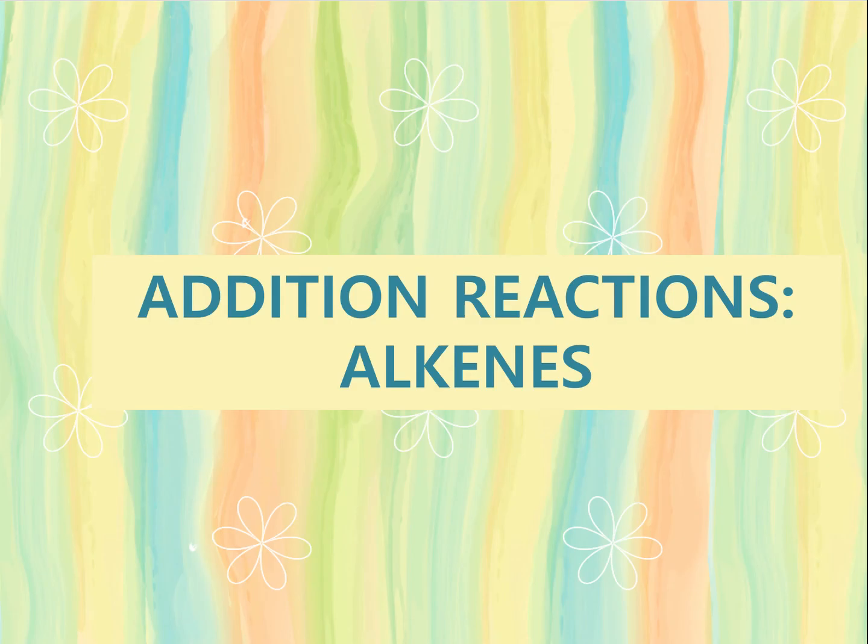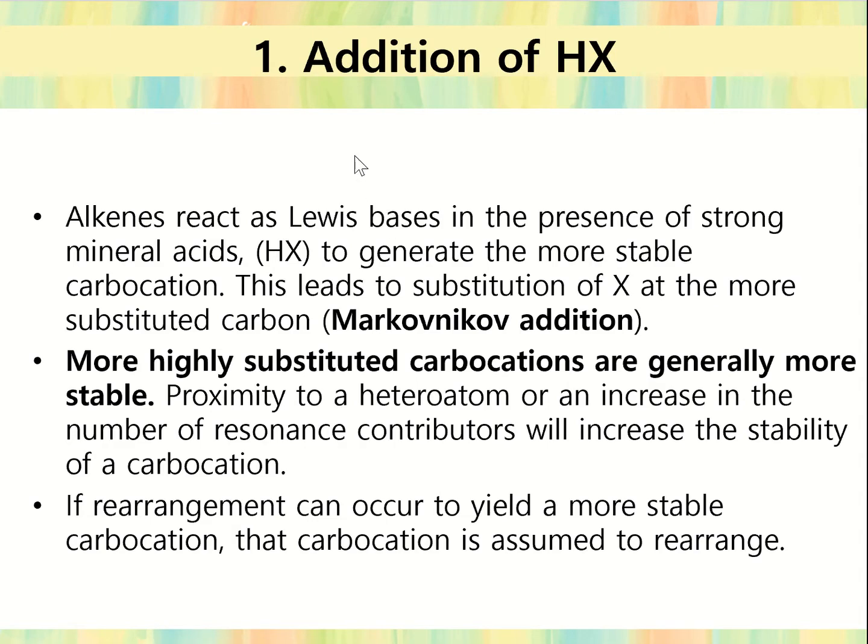So moving on to addition reactions. So we're going to show how we add to an alkene. So firstly, we're going to show addition of HX, right? So most of the times, you know, through your organic chemistry career, when you see X, usually it refers to a halogen, no? So alkenes react as Lewis bases in the presence of strong mineral acids. And so HX, that's our mineral acid, to generate the more stable carbocation.